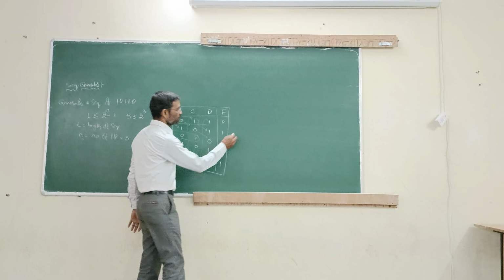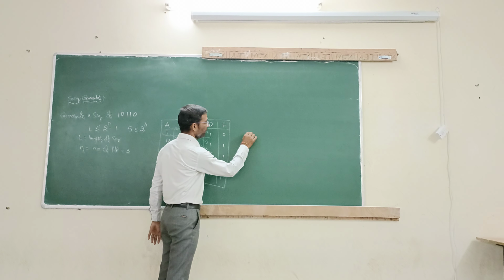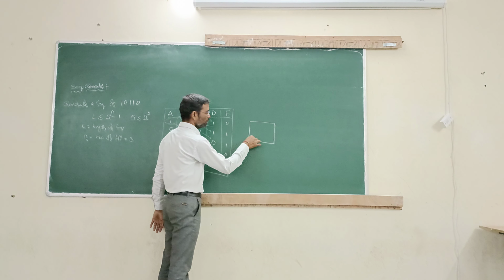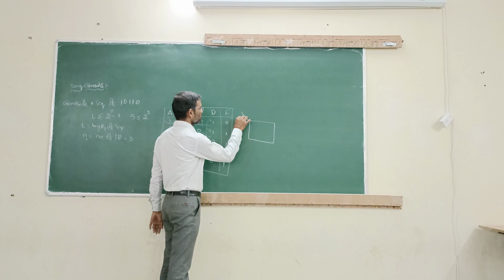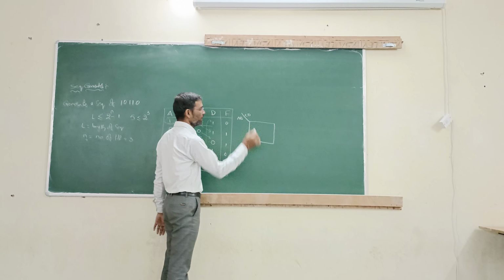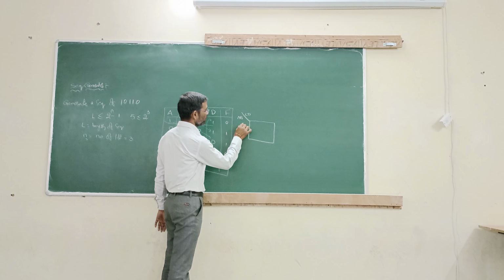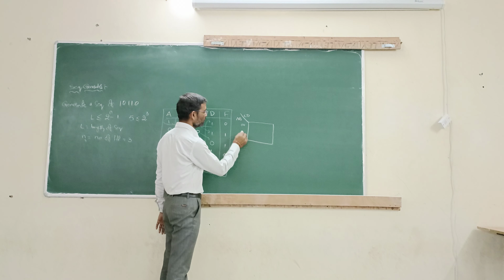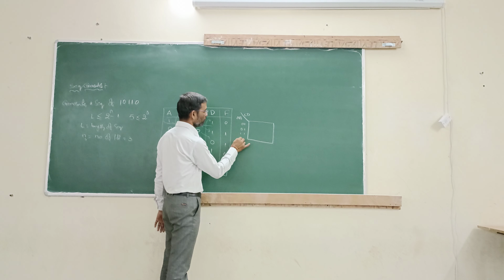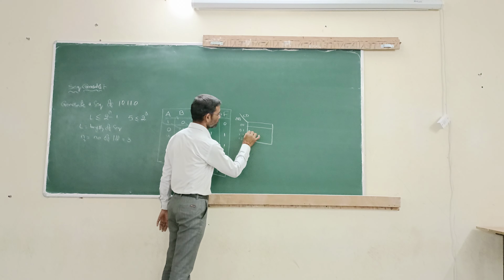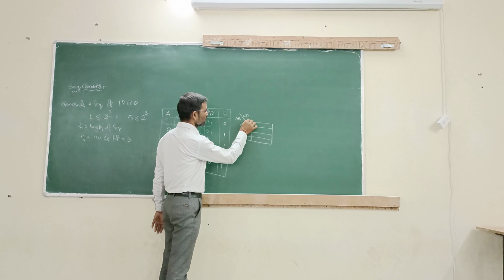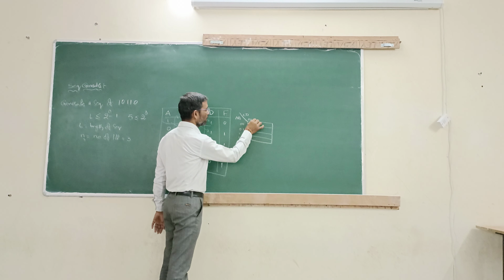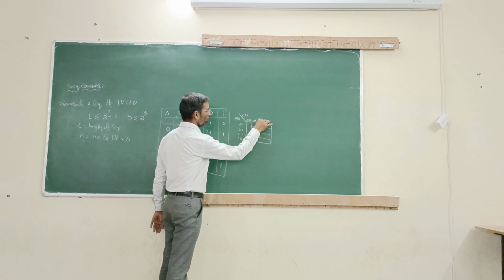So here I am going to consider a 4-variable K-map. Already we know the 4-variable K-map. This is A, B, C, D. The very first row is nothing but 0 0, 0 1, 1 1, 1 0. Here also, C bar D bar is 0 0, C bar D is 0 1, 1 1, 1 0.